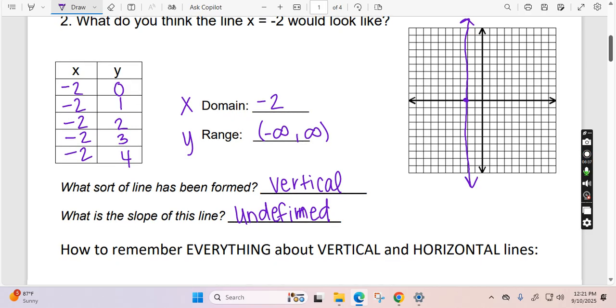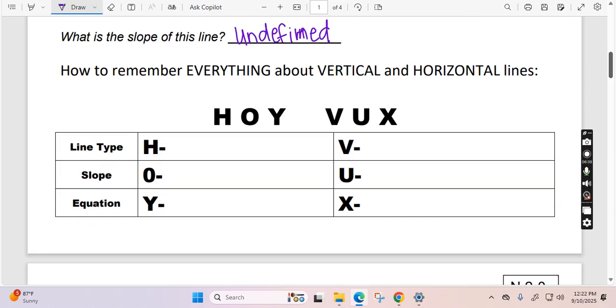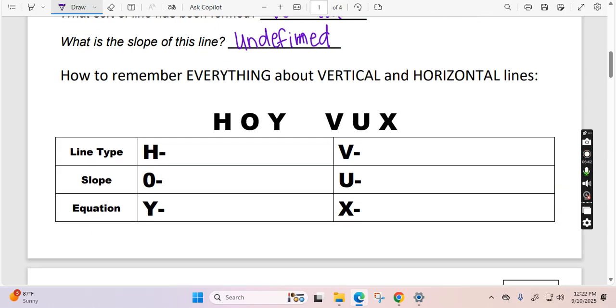Alright, so how to remember everything about vertical and horizontal lines. Hooey books. Okay? I never learned this in school. I think it's kind of cool, but we just learned the rules. So your line type, which is your H and your V, what do you think H is going to be? Horizontal. Okay, so we're going to have a horizontal line.